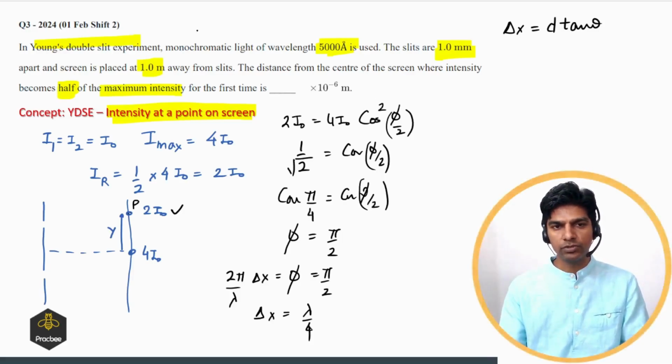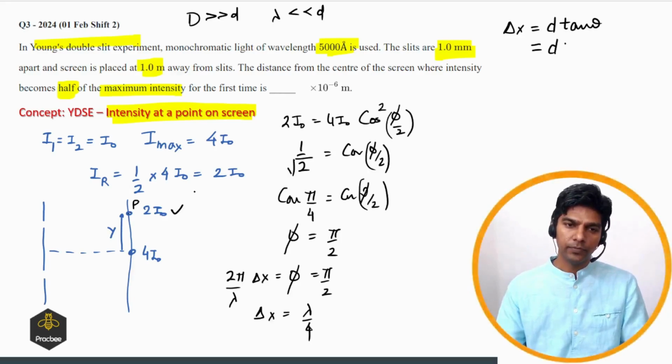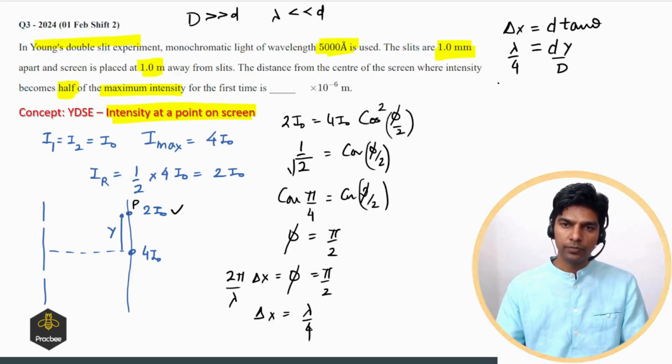And here both the assumptions are valid because capital D is very large in comparison to small d and lambda is very small in comparison to d. So we can apply delta x as d tan theta, and tan theta can be written as y by capital D, and delta x is lambda by 4. So from this y will be D lambda by 4 small d.